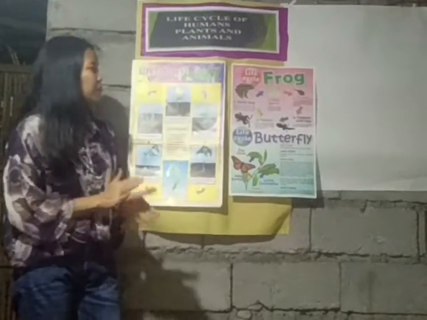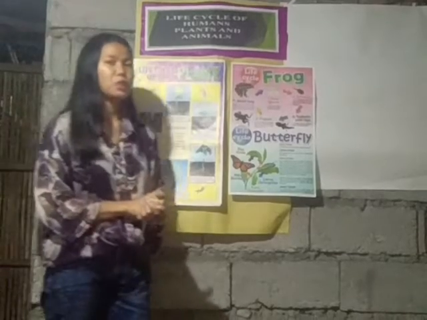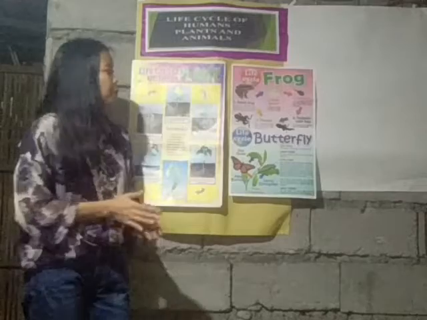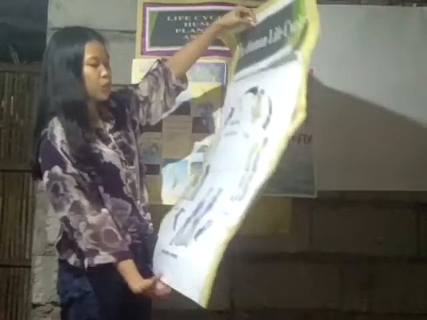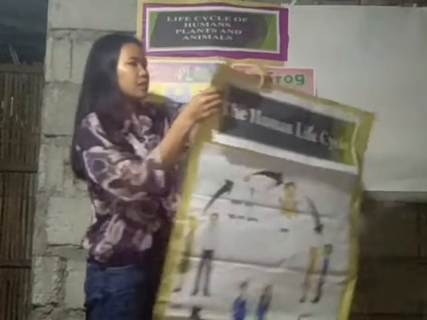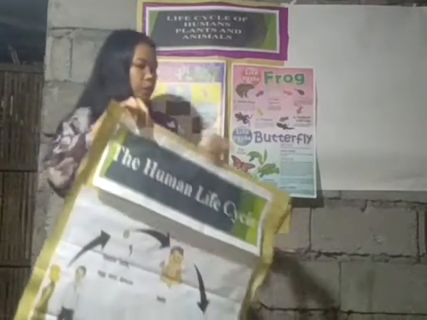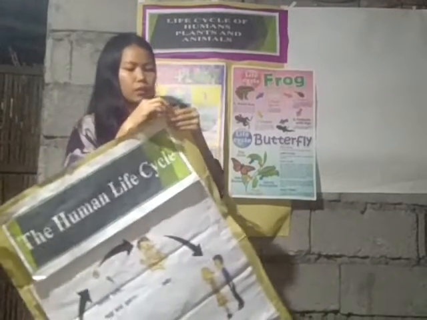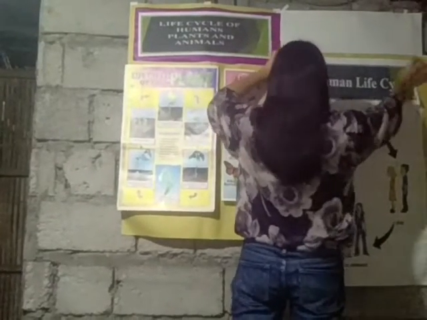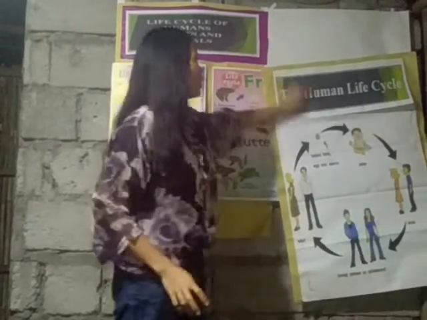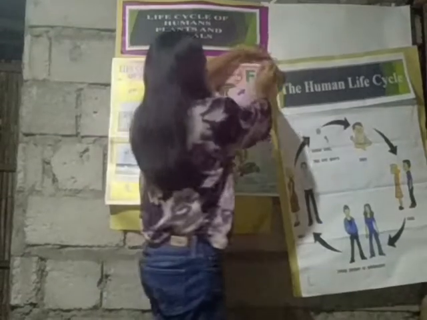So that is the life cycle of an animal. We have the complete and incomplete metamorphosis. Now the last part of our lesson is about the human life cycle. Human life cycle is about us. We people also face changes in our life as we grow.